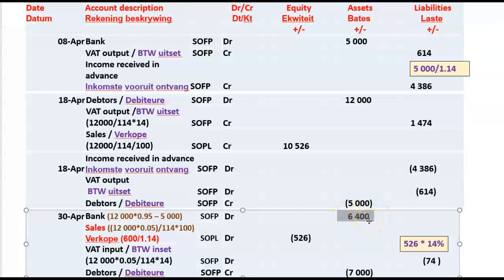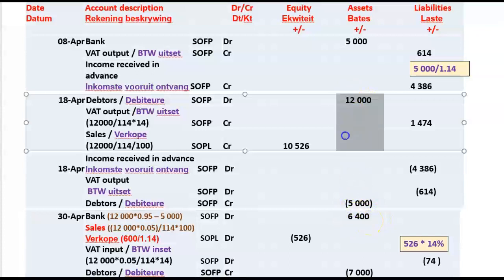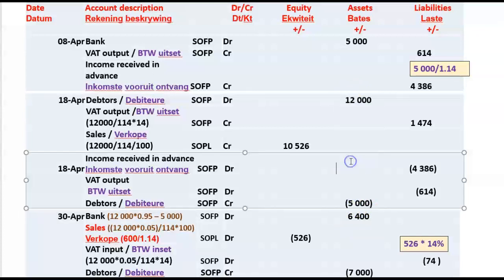So bank will be debited to the amount that the customer is going to pay, 6,400 rand. Now, at what value is our debtor currently lying in our books? Our debtor is currently lying in our books at 7,000 rand. So what is the difference between the 7,000 and the 6,400 rand? That is the value of the settlement discount. But does my debtor account include VAT? Yes. Does the amount that we receive include VAT? Yes. So that difference between 7,000 and 6,400 rand, does that include VAT? Yes.